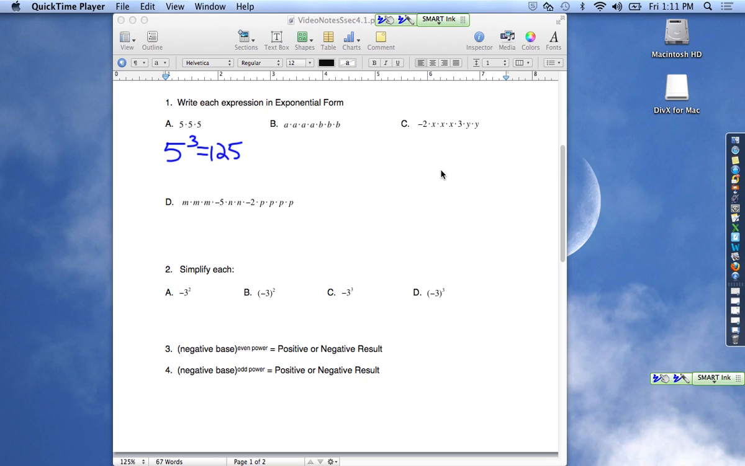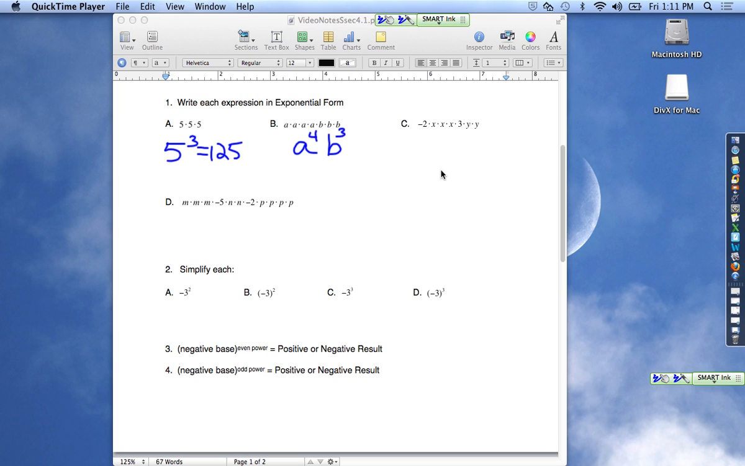In part B, you have a base of A multiplied times itself 4 times. A appears as a factor 4 times, so that's A to the 4th. A base of B appearing as a factor 3 times, or multiplied by itself 3 times, so that becomes B cubed.